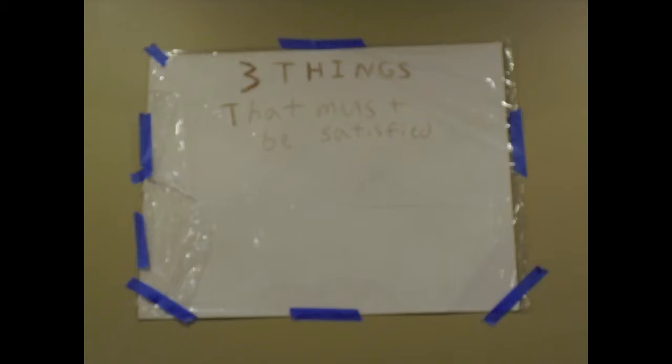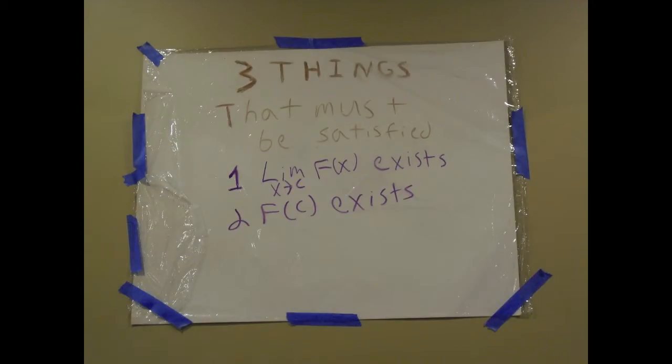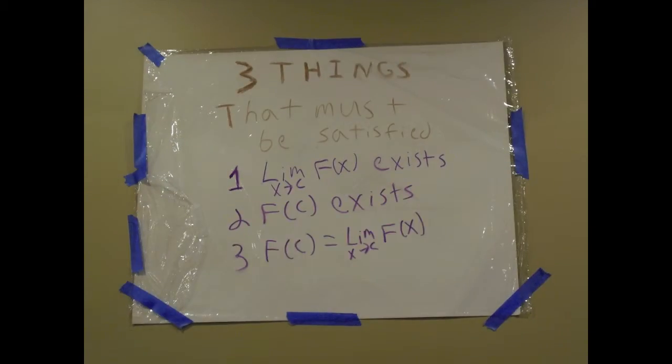There are three things that must be satisfied in order to make a function continuous. First, the limit as x approaches c of f of x must exist. Second, f of c must exist. And third, f of c must equal the limit as x approaches c of f of x.